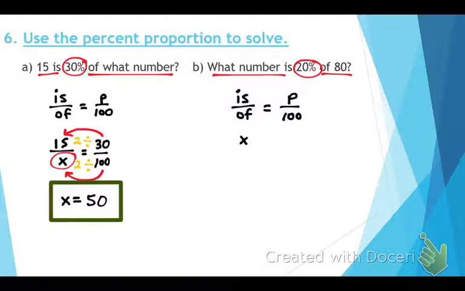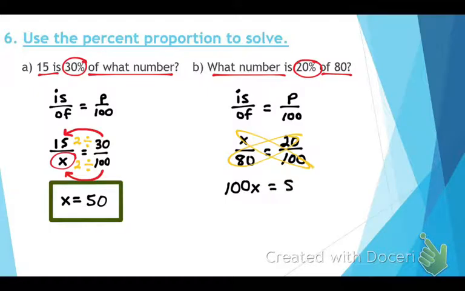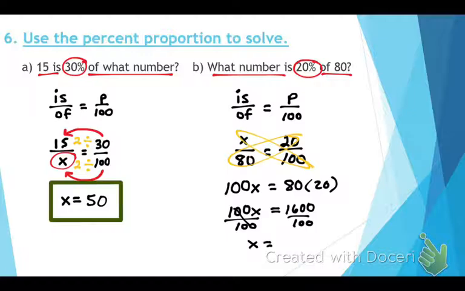The is we don't know. The of we do. The p we know is 20%, so that's 20 over 100. How many of you would say you did cross products? Okay, if you did cross products, we did multiply 100 times x equals 80 times 20. There's nothing I can do with the 100x, but guys, what is 80 times 20? 1600. Get that x by itself, and you have to divide by 100 on both sides. What's the answer, guys? 16.